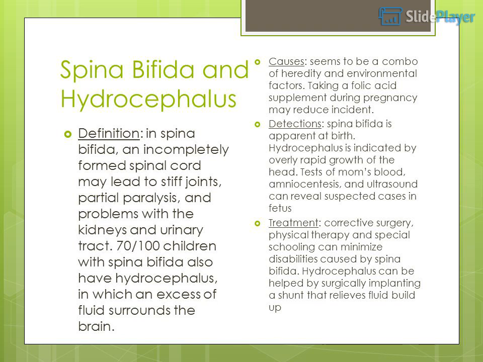Definition: in spina bifida, an incompletely formed spinal cord may lead to stiff joints, partial paralysis, and problems with the kidneys and urinary tract. 7 in 100 children with spina bifida also have hydrocephalus, in which an excess of fluid surrounds the brain.